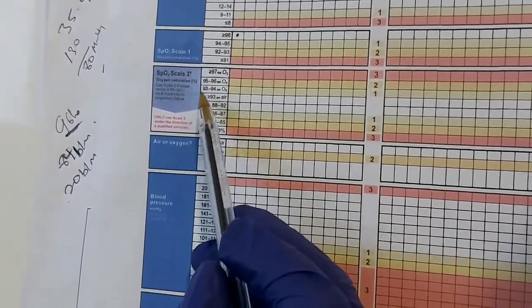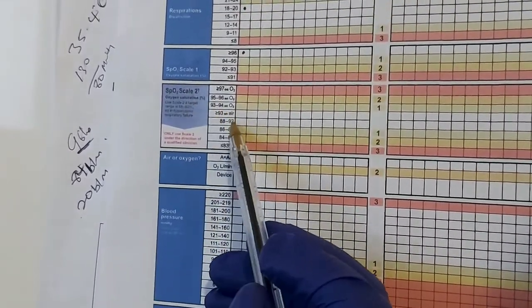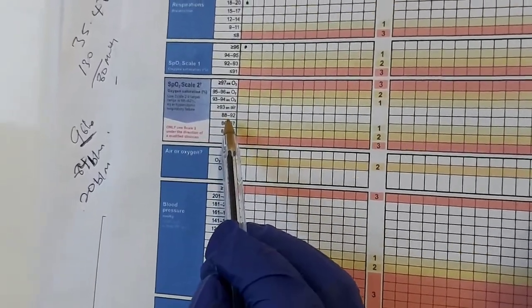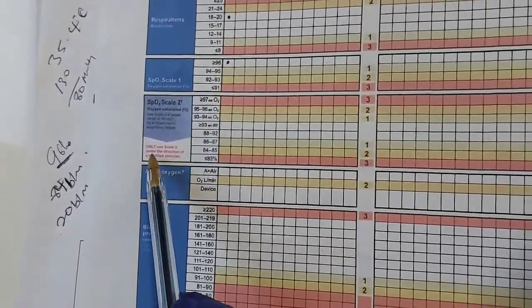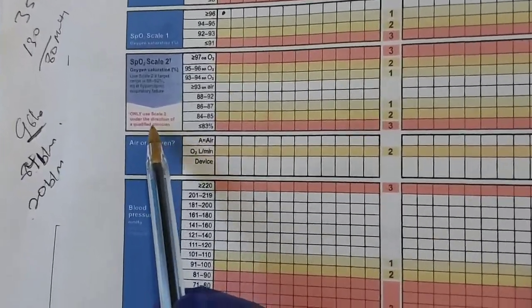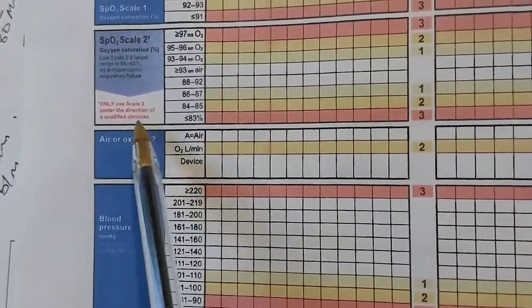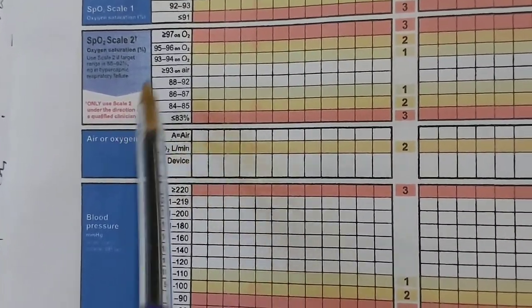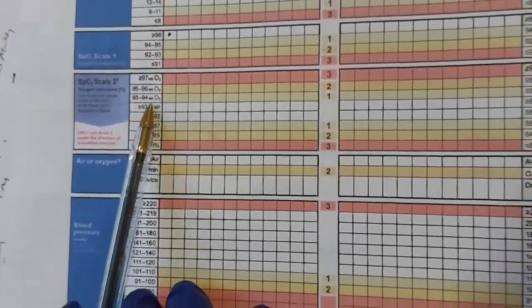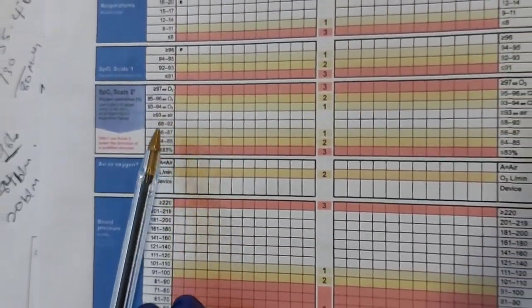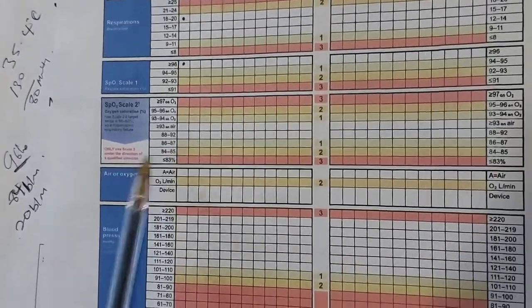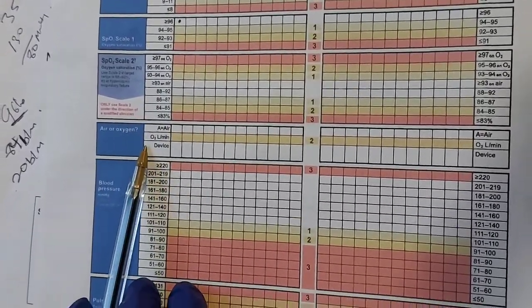Now, we are not going to use this SpO2 scale 2 because the patient is not on oxygen, all right? And you can see the red writing here. It says only use scale 2 under the direction of a qualified clinician, all right? So we don't have any business with this one. Please do not mistake yourself and write something here. It's not your business. Now, let's move on to the next one.